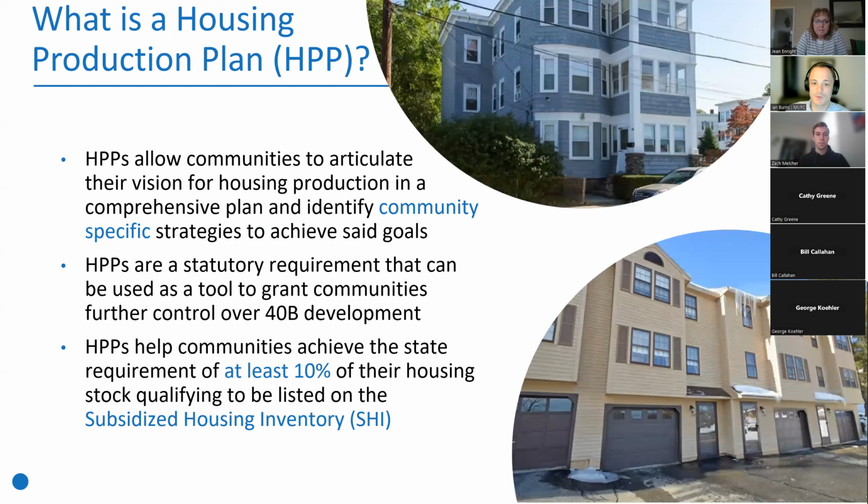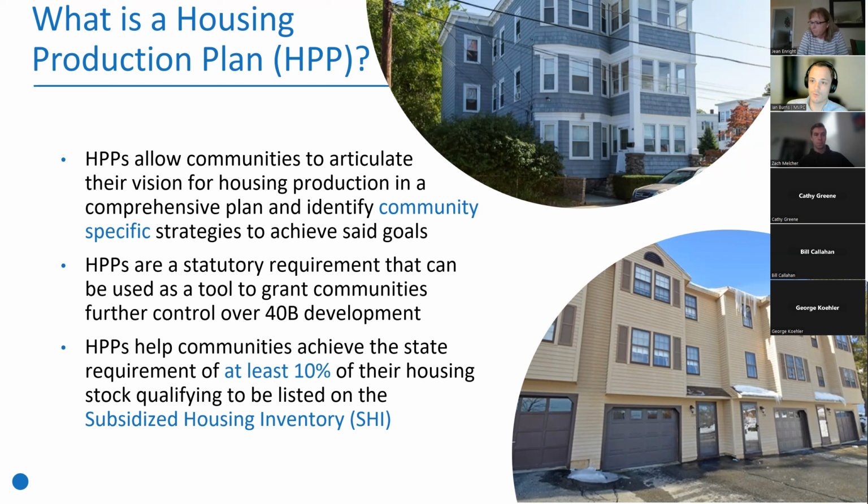So what exactly is a housing production plan and what are we doing here? You might hear me refer to them as HPPs, the acronym. HPPs allow communities to articulate their vision for housing production in a comprehensive strategy. They're put over a 5-year period and are guided by state guidelines that recommend different components to include in the plan. Not only are HPPs a chance for communities to talk about their vision for housing in their community and how to address their housing needs, they're also a way that communities can reach what's known as safe harbor under the 40B statute in Massachusetts.